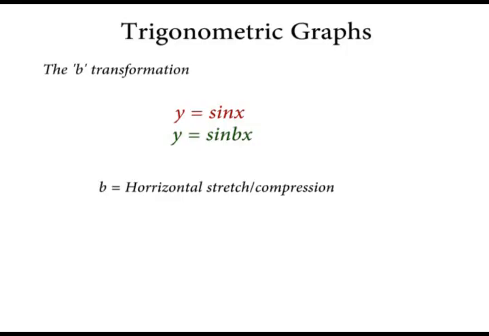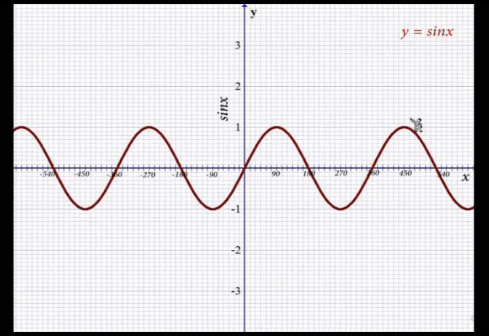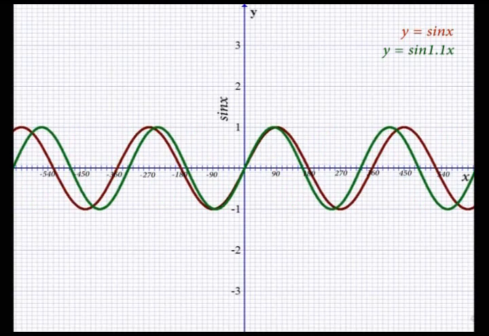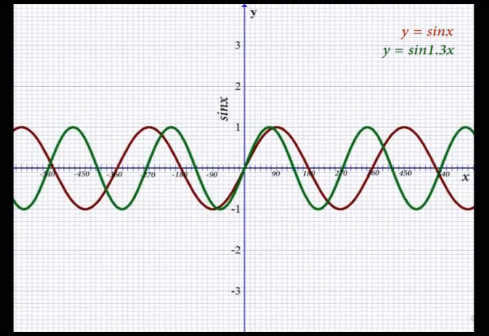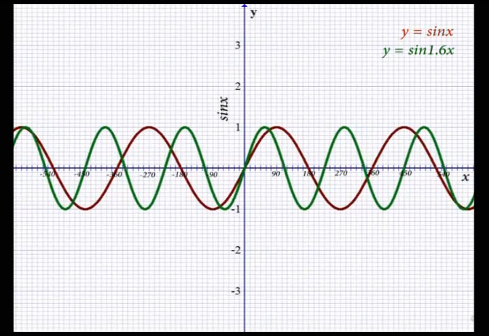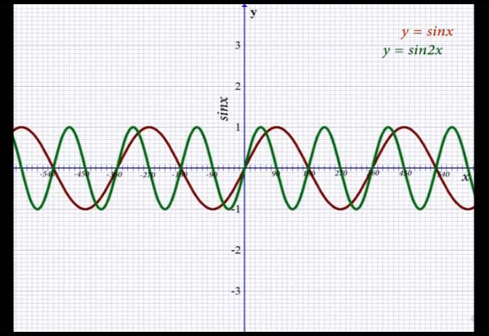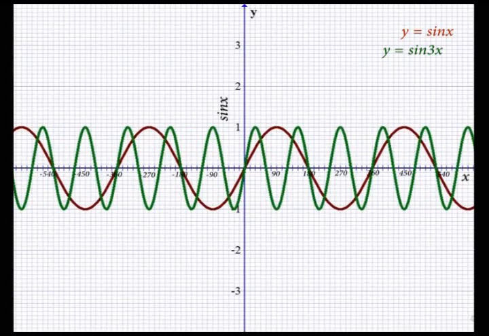Let's see. This is our base function, y is equal to sine x. If we had y is equal to sine 2x, this is the graph. And so we see a sort of horizontal compression. If we go back a little and look at 1.1x, and then increase the factor to 1.2, 1.3, 1.4, you can see as the number increases, the graph is being compressed closer and closer to the origin. There we are at sine 2x. Sine of 3x gives further compression.